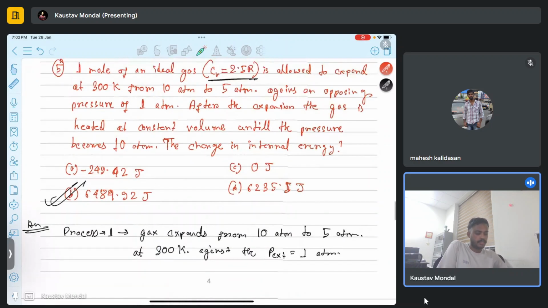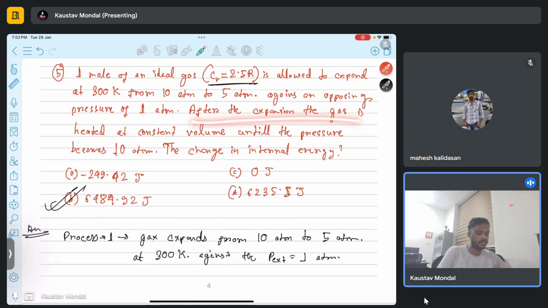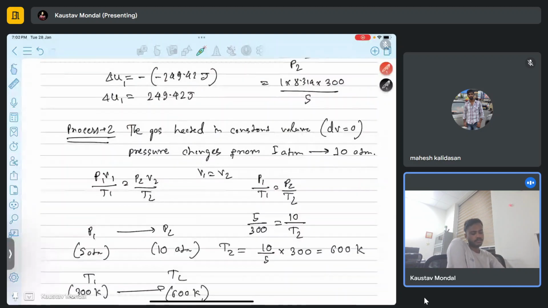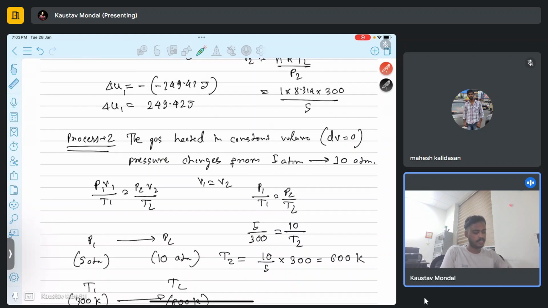Now for the second process, after the expansion the gas is heated at a constant volume until the pressure becomes 10 atm. Similar for process 2, the gas is heated at constant volume. So dV during this entire process, the volume change, will be 0. And pressure is changing here, from 5 atm to 10 atm.